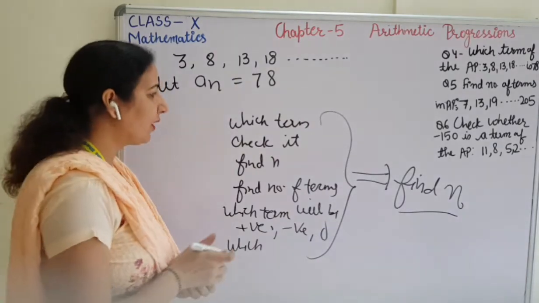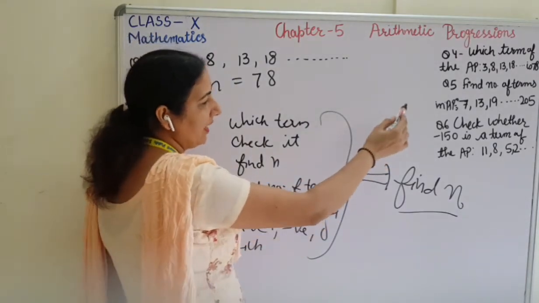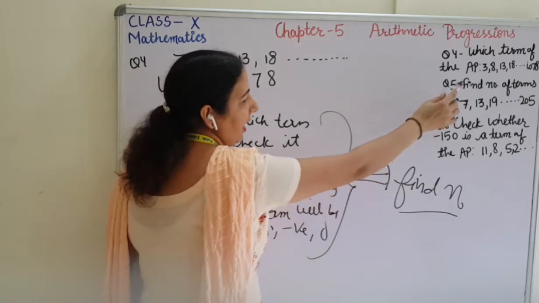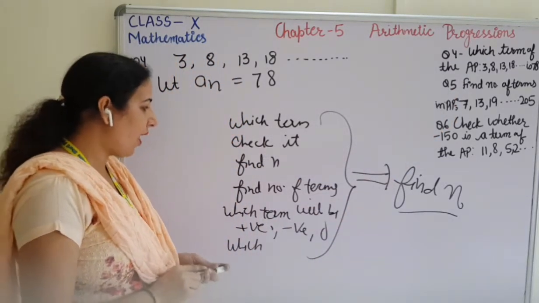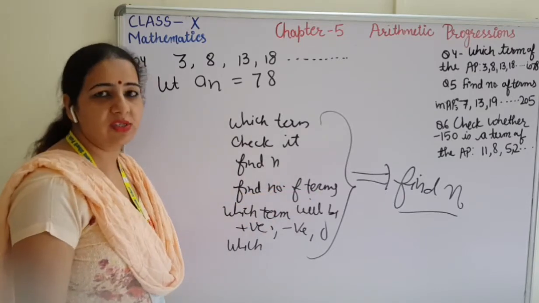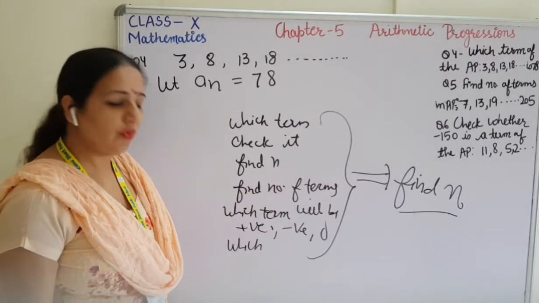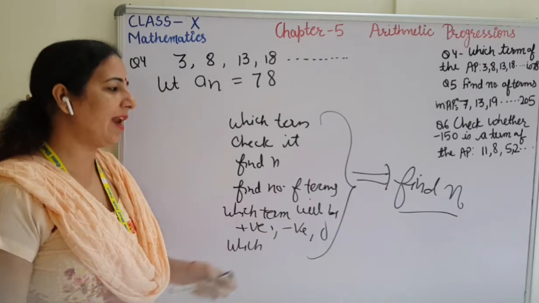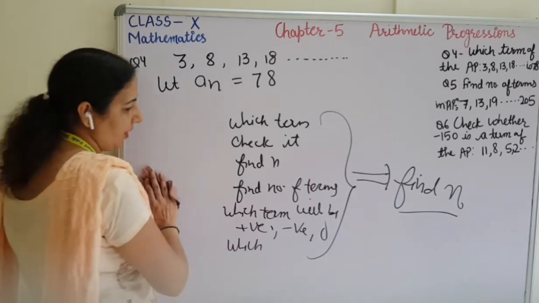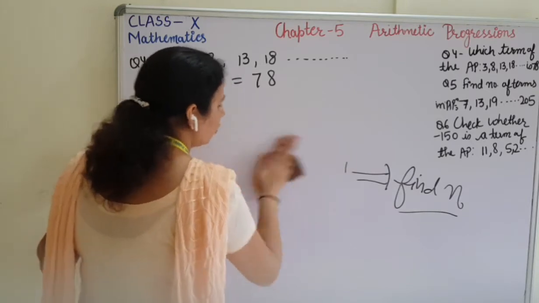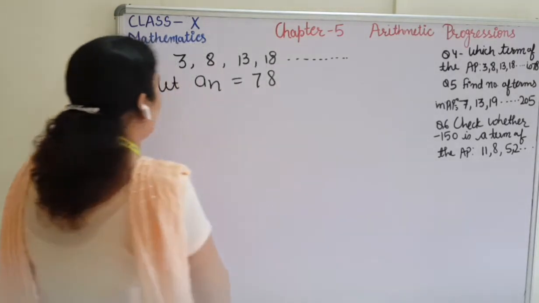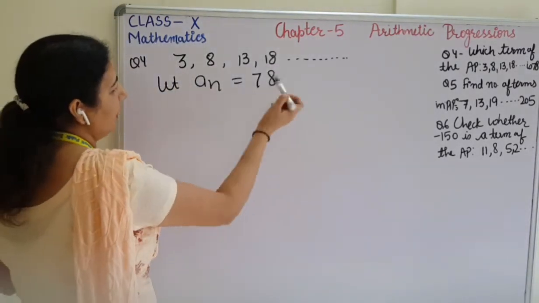So we have to calculate the value of n in all these questions, like find the value, or check that it will be a term or not, or how will we find the number of terms. For this we have to calculate n, which will give the answer of each and every question. So here the question is starting with which term. So what we will write: let an is equals to 78.